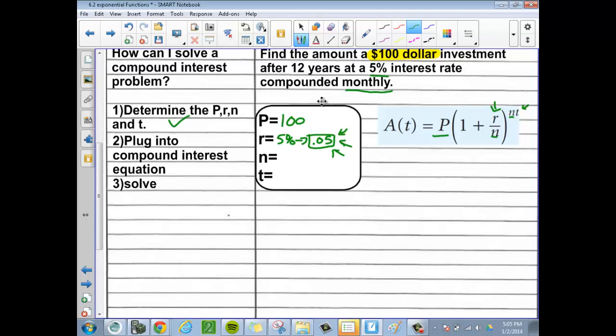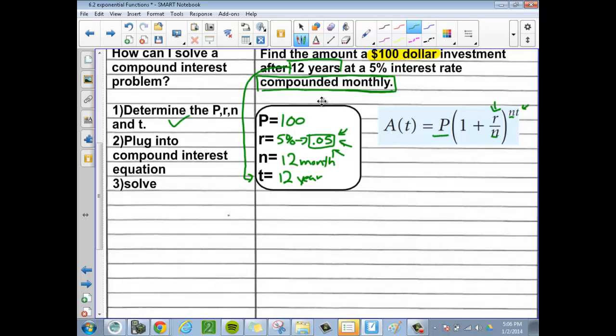The N is the number of times this is going to be compounded per year. Well, it's compounded monthly. So how many times or how many months are in a year? That's the question. Well, there's 12 months in a year, so our N would be 12. And lastly, how long is this going to be invested for? Well, don't get confused. This is invested for 12 years, so that has nothing to do with the monthly thing. That's our 12 right there for the time. 12 years. So we just got to plug these into our equation.